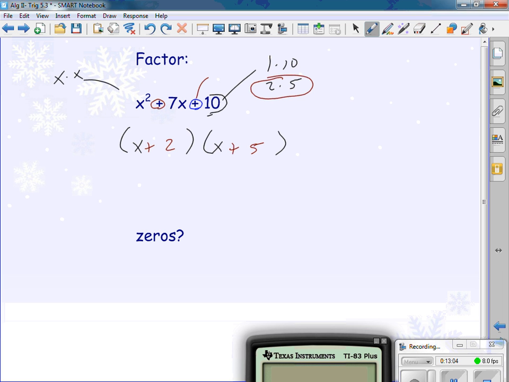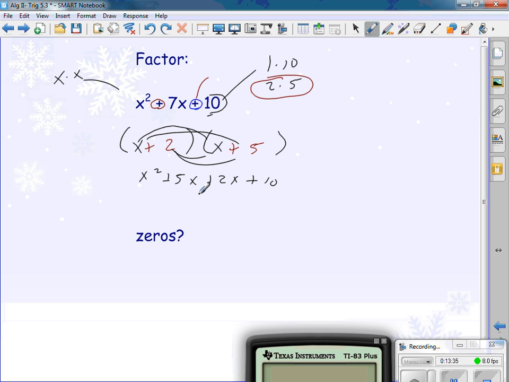And here it doesn't matter what order I put them in. If I factor this, it is x plus 2, x plus 5. Let me show you, I'm going to distribute it. What's x times x? X squared. What's x times 5? 5x. 2 times x, 2x. And 2 times 5, 10. I got my 7x here.